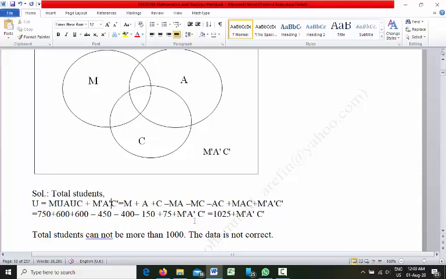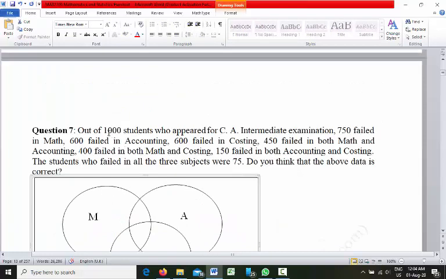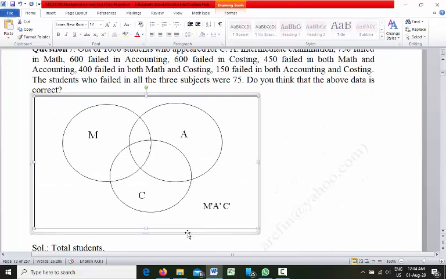So now if you put the values there, we can see that it is 1025 plus M prime A prime C prime. So this one is equal to 1025. But we know that the total number of students is 1000, the area of the rectangle.